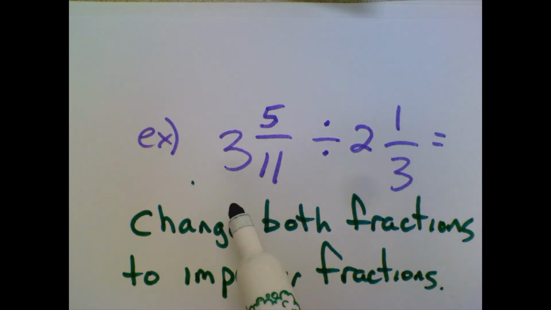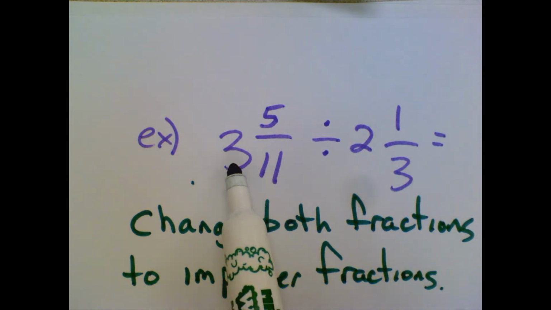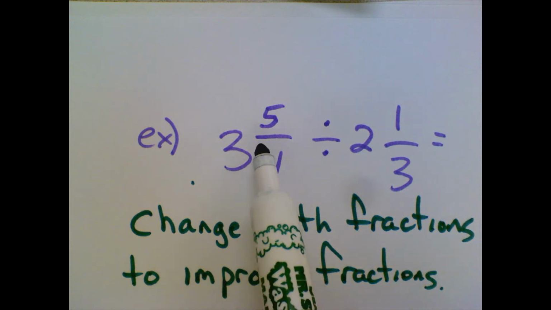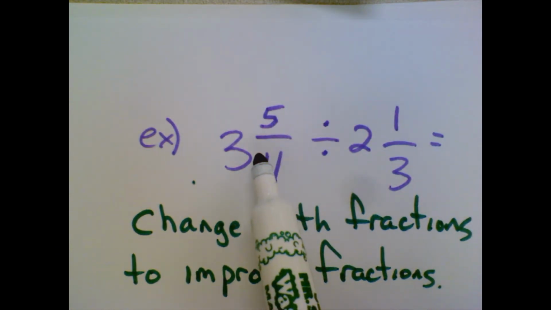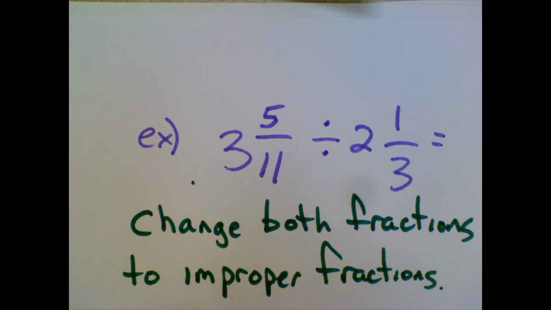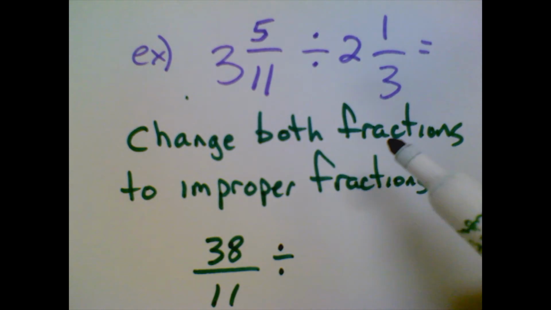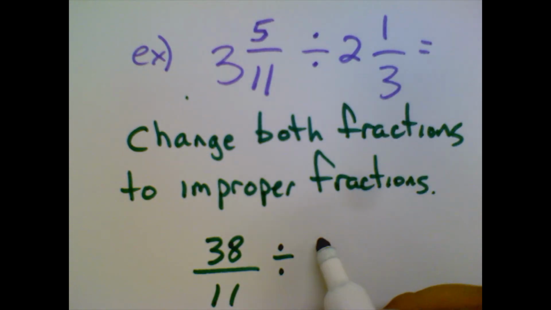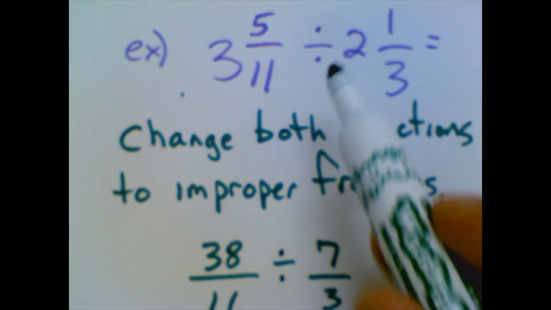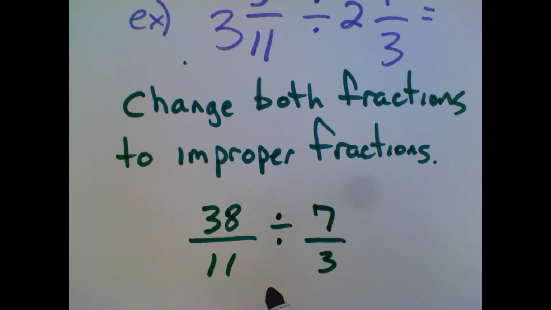To do that, remember we take the denominator times the whole number. So 11 times 3 is 33, and then add the numerator. So 33 plus 5 is 38, and the denominator is still the same, still an 11. So we'll leave that as 38/11, divided by 3 times 2, which is 6, plus 1 is 7, and the denominator stays the same. Let me move this up so you can see everything. So this problem in purple up here is the same problem here, just written differently.